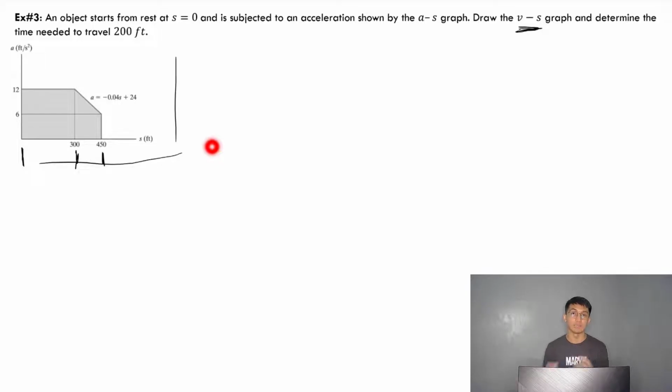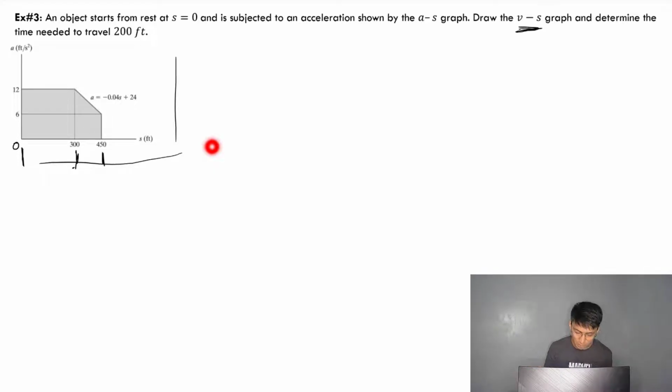Kanina kasi, kaya VT, ST, tsaka AT, kasi yung T is time. And dito naman sa AS tsaka VS, yung S natin is position. So, this is 0 to 300 feet and 300 to 450 feet na ang ating pinag-uusapan. Now, for the first motion, hindi natin pwedeng isolve ng isang diretso agad kasi magkaiba sila ng equation or ng mathematical function.